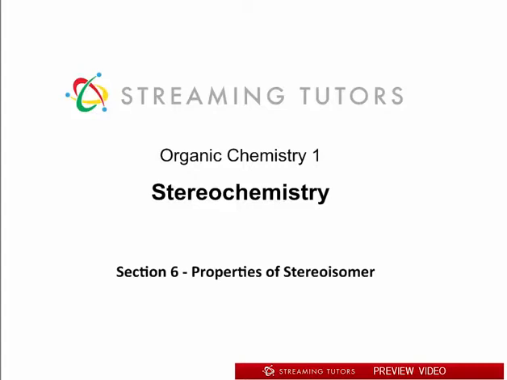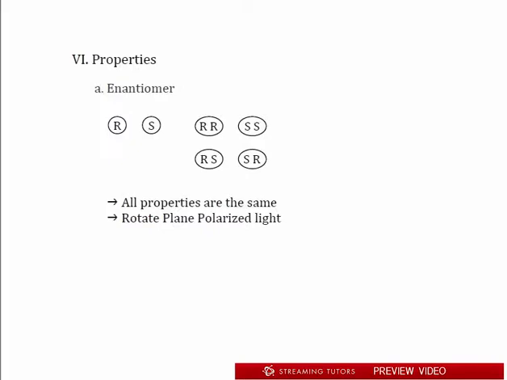In this video we're going to go over section 6, the final section for stereoisomers, and that is properties. So what properties do these isomers have? What makes them different? Number one, let's talk about one at a time, enantiomers.